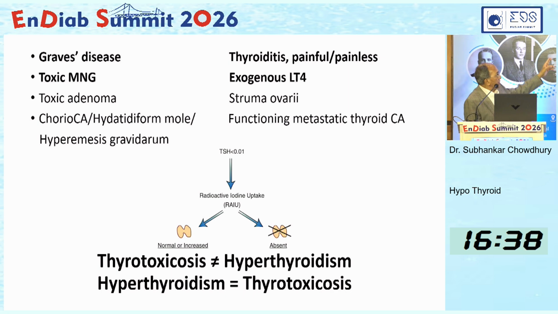And then on the left, Graves' disease, then toxic multinodular goiter, toxic adenoma, and then there could be certain conditions related to pregnancy where HCG is secreted by the placenta, which acts like TSH and therefore can stimulate the thyroid. So there could be some conditions which will deserve their own attention. So one way to distinguish between, let's say, the most common causes are the ones which are marked in bold.